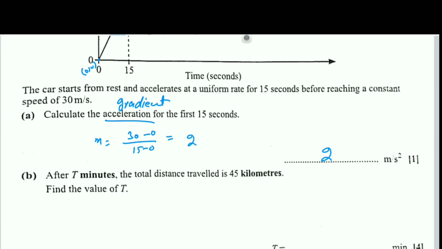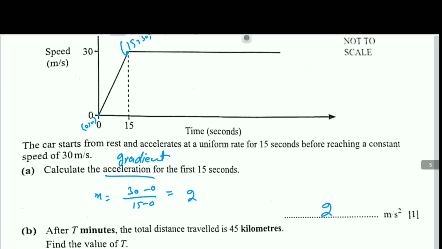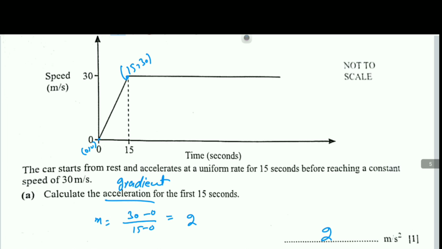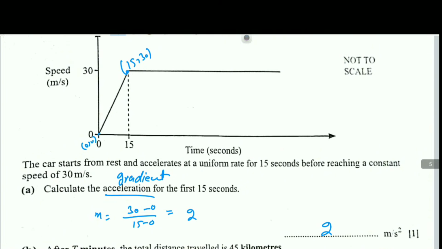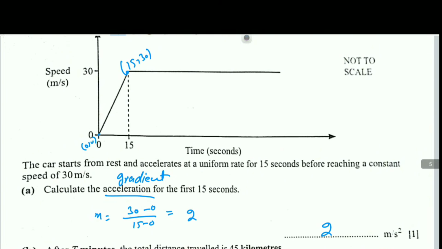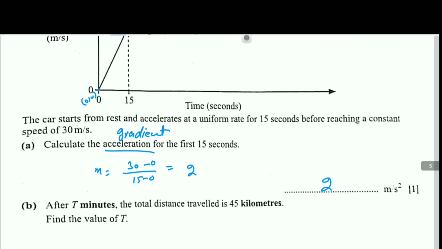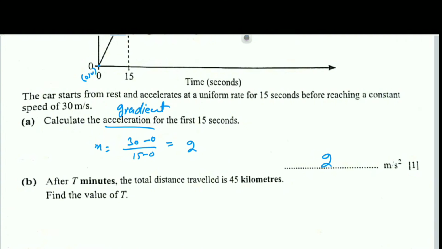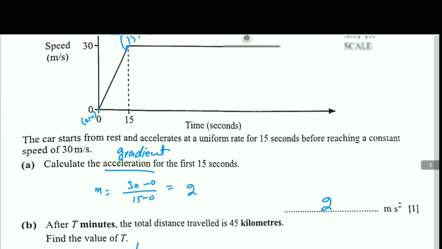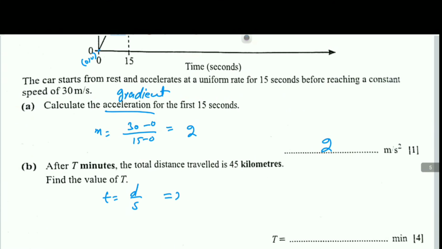After t minutes, the total distance traveled is 45 kilometers. Find the value of t. So the total distance traveled is 45 kilometers after t minutes. We don't know how much time it will take. We actually have to find time here. So time is equal to distance over speed. So distance is 45 kilometers.